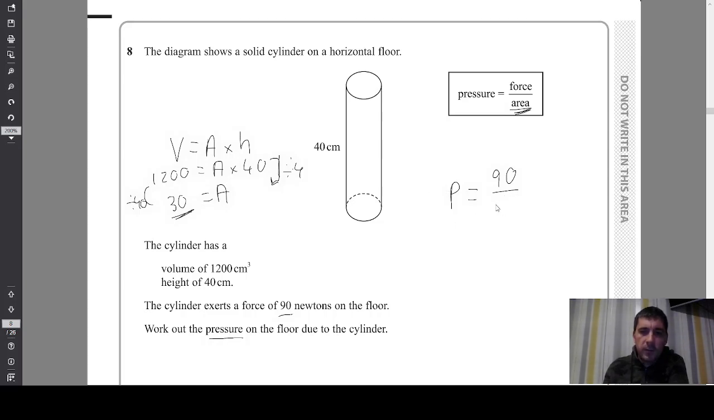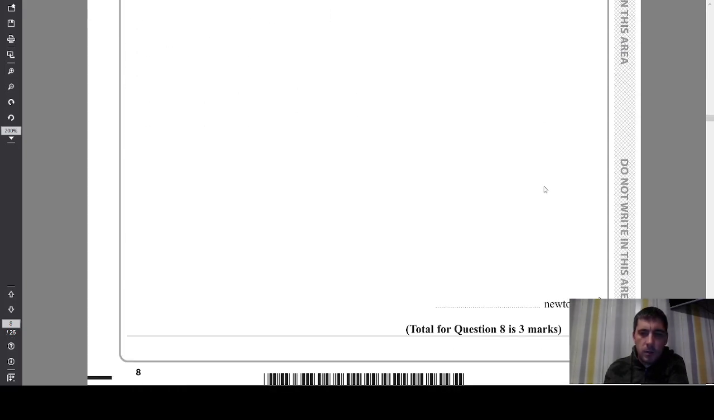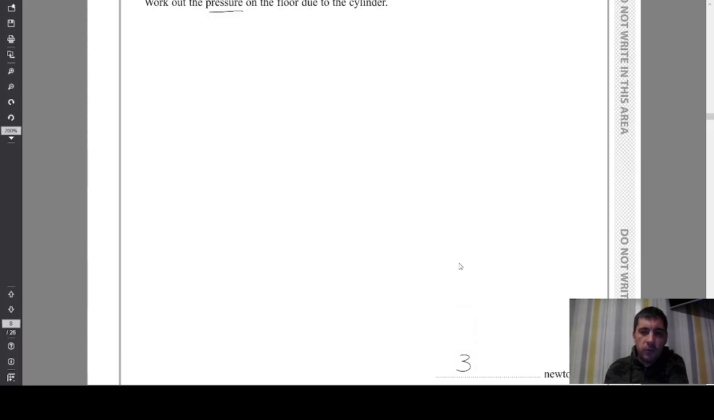So 90 divided by 30, and we get that the pressure is 3. And just put the answer as 3 newtons per square centimeter. So that would be the last mark.